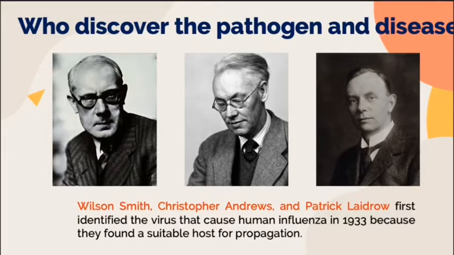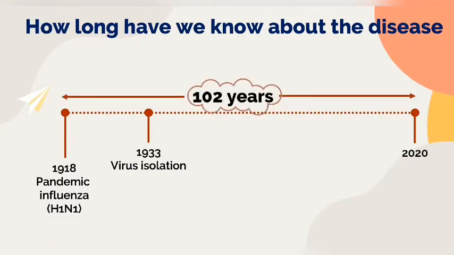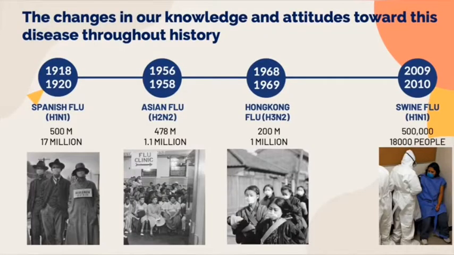How long have we known about the disease? It was from 1918, when influenza H1N1 emerged, to today, 102 years. Now I will talk about the history of influenza A in the world. The H1N1 was first identified in the US in 1918 and spread worldwide. 500 million people were infected, and 17 million died, or 3.4% mortality.